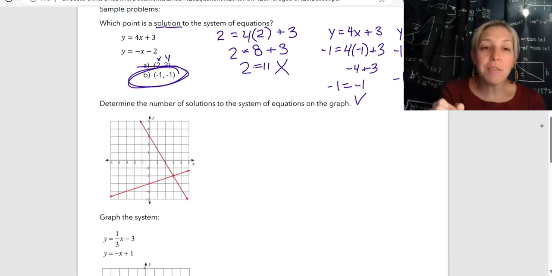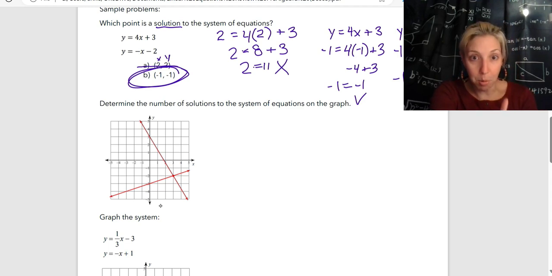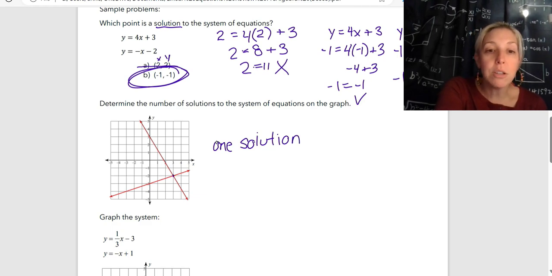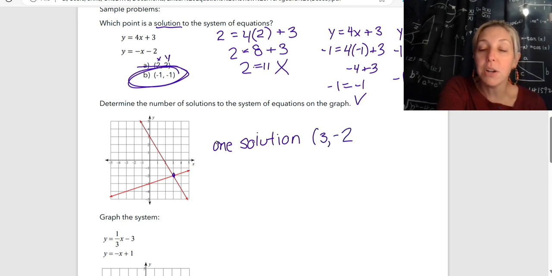This next example of a graph, very similar to one you have on your test, it will say determine the number of solutions to the system of equations on the graph. If you look at this graph, the two lines intersect at one point, so that means it has one solution. These lines are not going to intersect at a different place. The one solution to this one would be the point 3, -2. So that would be your answer for that one.